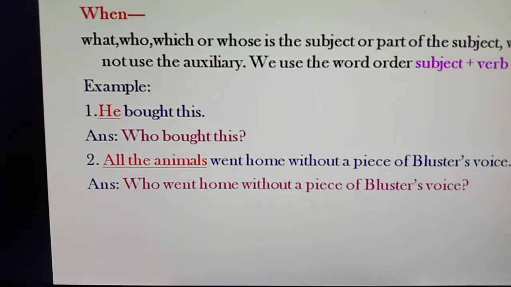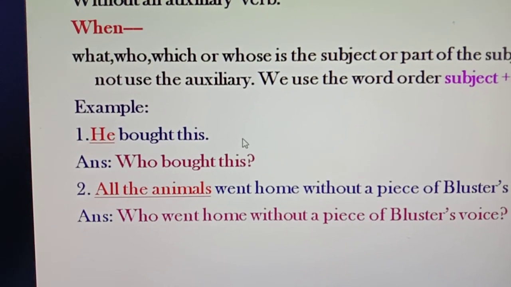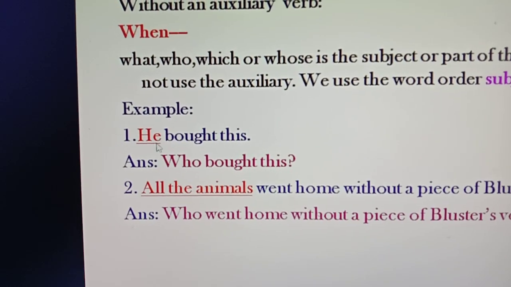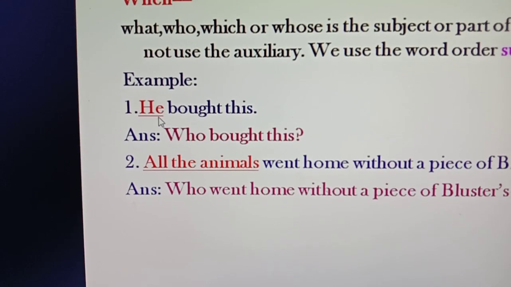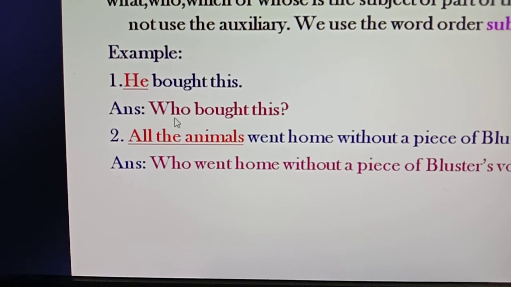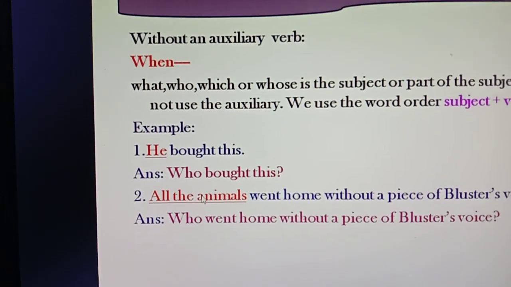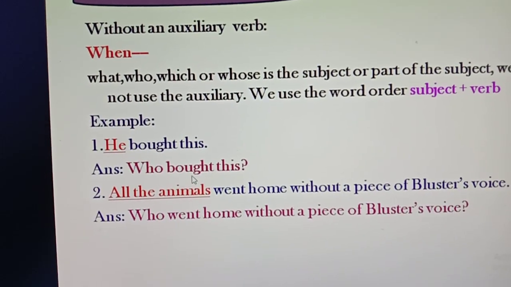Okay, so the example is, you can see he bought this. So I have given the underline under he. Okay, so you can see he is the subject here, and as he is the person, I am going to use here who. So you can see who becomes the subject of this sentence. So as who is the subject of this sentence, we are not going to use the auxiliary verb.